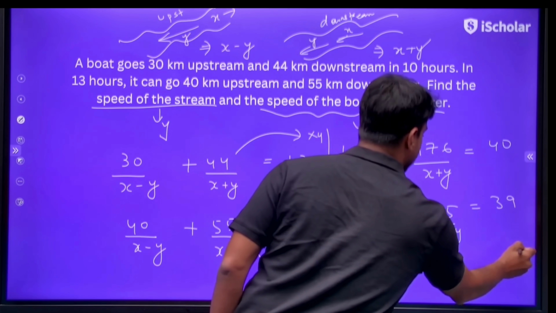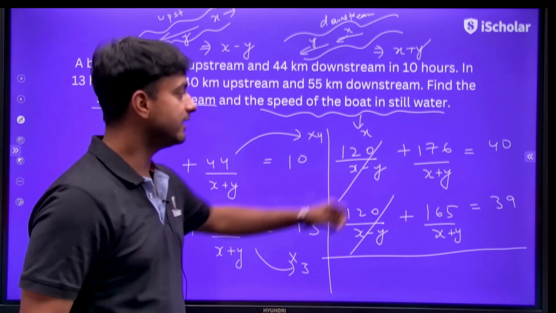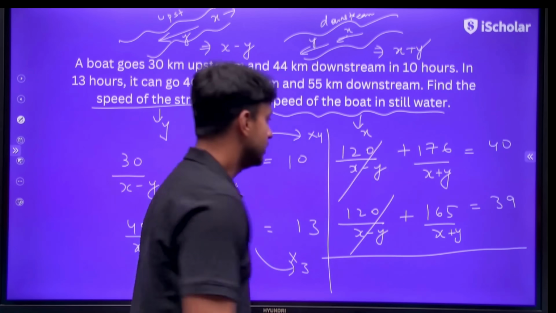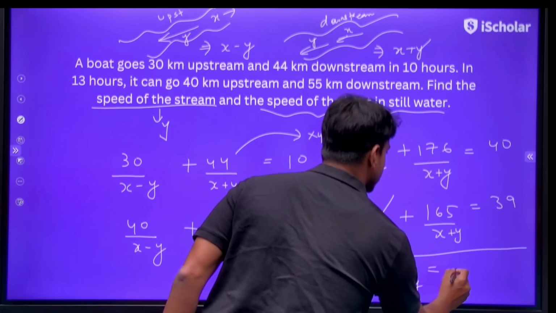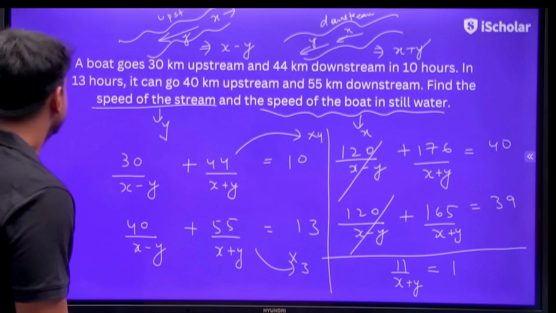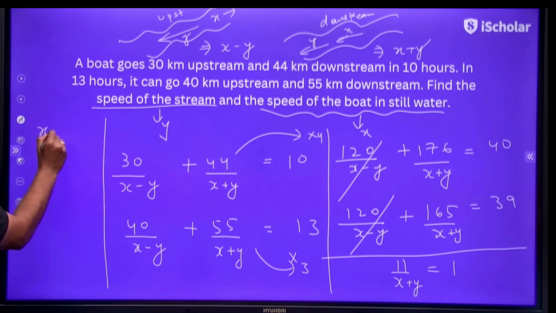Now when I subtract both the equations, these two would get cancelled. I will get 176 minus 165, that would be 11. So it will be 11 upon x plus y is equal to 1, because we have subtracted 40 minus 39. So from there I'll get my first value, that is x plus y is 11, correct?